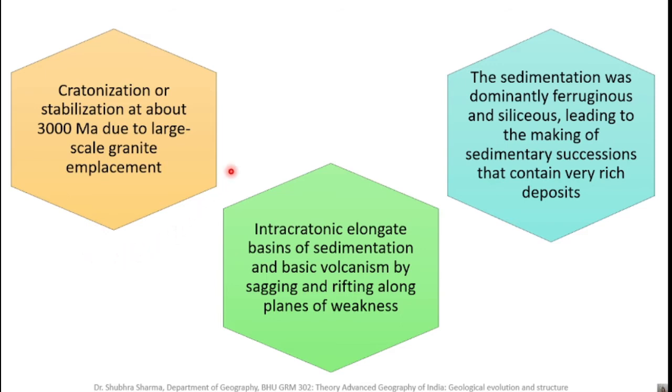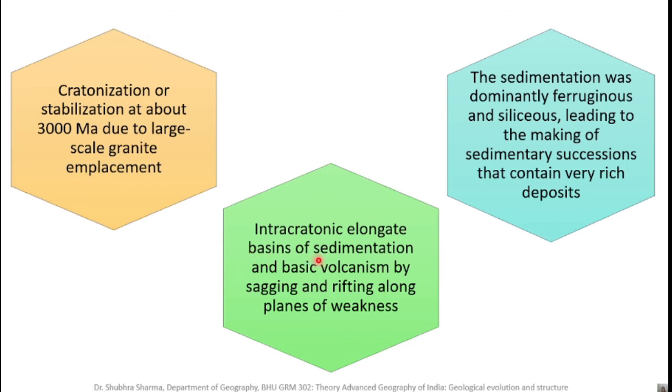And because there was still drifting going on, ultimately this drifting caused a lot of stress within the cratons. And because there was stress, there was development of weak zones. So rift valleys developed, grabens developed, and that led to the formation of basins. A number of basins were formed. If I say in layman terms, space was created.